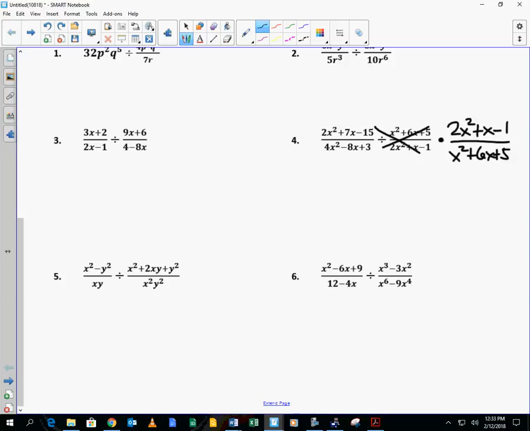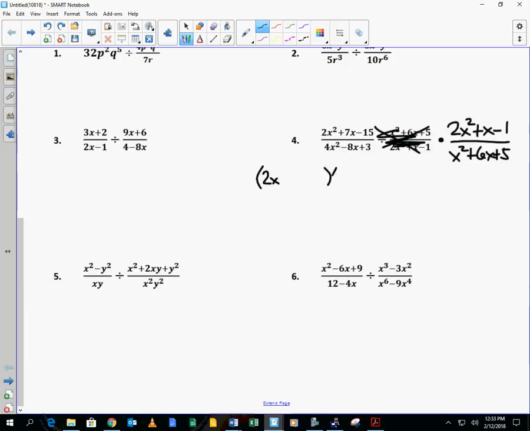Sometimes I just get rid of that altogether, and I write multiply like that. Saves me a little bit of space. You can choose how you want to operate with that, but that's how I choose. Got to factor this first part.